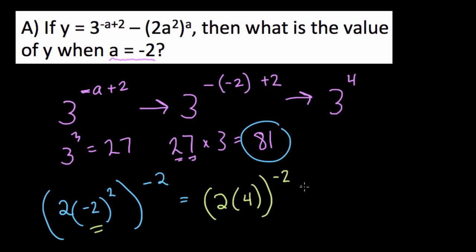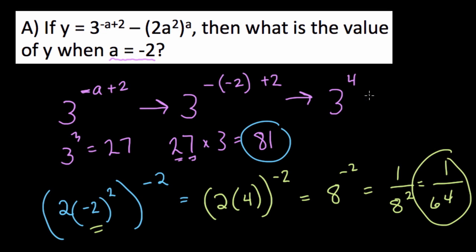What's 2 times 4? Well, that's equal to 8. And 8 to the -2nd power is equal to 1 over 8 squared. Definition of a negative exponent. And that equals 1 over 64. So what do we have here? We have these two pieces.